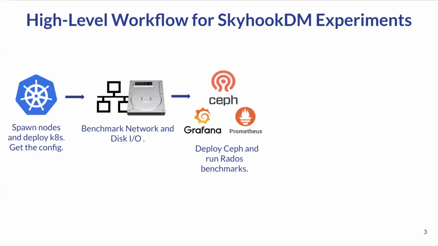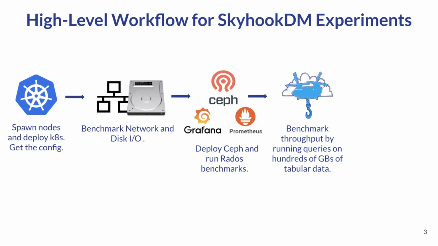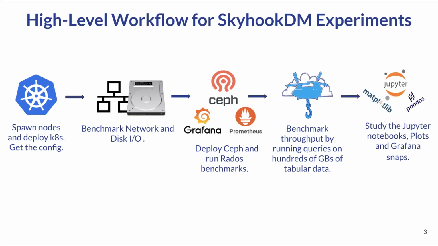Then we deploy a vanilla version of Ceph and measure the throughput of Ceph on that particular cluster or infrastructure. We also deploy a monitoring infrastructure. For our use case, we use Prometheus and Grafana, since it provides nice visualizations. Then finally, we upgrade the Ceph cluster to a SkyhookDM cluster and benchmark it by running queries on several hundred gigabytes of tabular data. Then we download the results, plot notebooks, study the Grafana dashboard snapshots, etc.